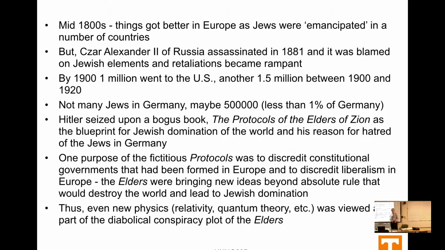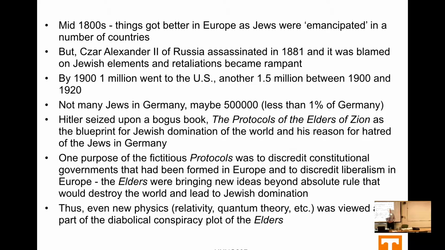In the mid-1800s, things got a little bit better for the Jews in Europe. It was the Age of Enlightenment, and there was emancipation of the Jews in a number of countries in Europe. However, things then took a turn for the worse when Tsar Alexander II in Russia was assassinated in 1881, and that was blamed on the Jews. Maybe one of the assassins had somewhat of a Jewish background, but it was hardly a Jewish plot. And so retaliations against the Jews accelerated after that assassination.